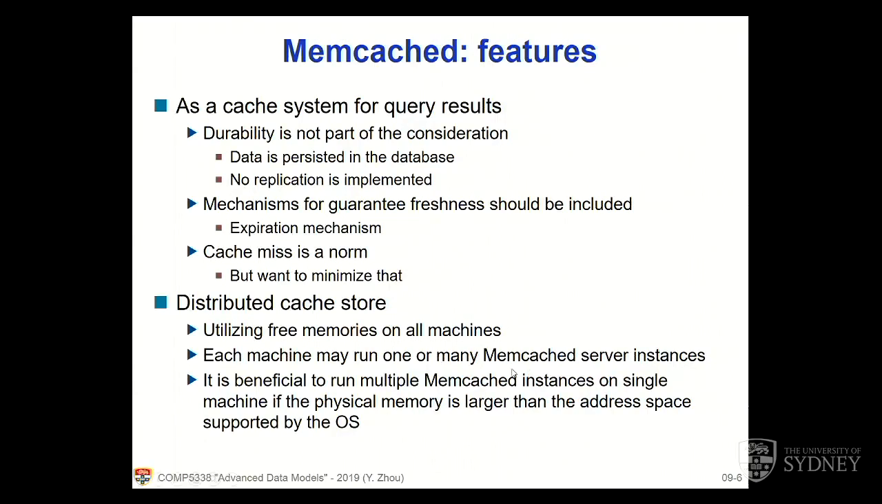So why one or many? Because sometimes you can install many physical memories in a single machine, and you can install more memory than the actual address space supported by the OS. Currently the OS is 64-bit, and that's the address space. So you might install more physical memory, and in that case you probably need to run multiple memcached instances, each with its own address.